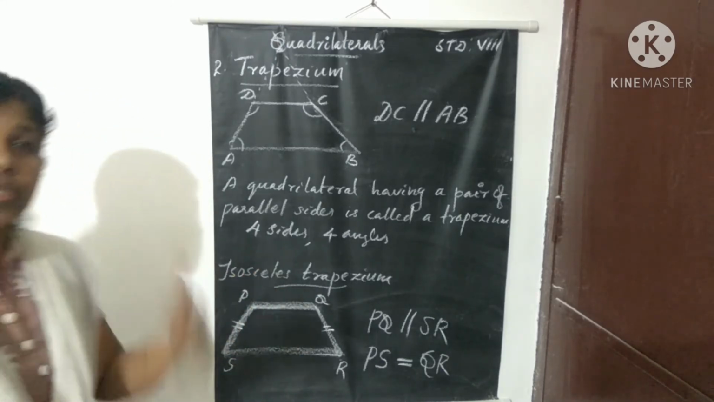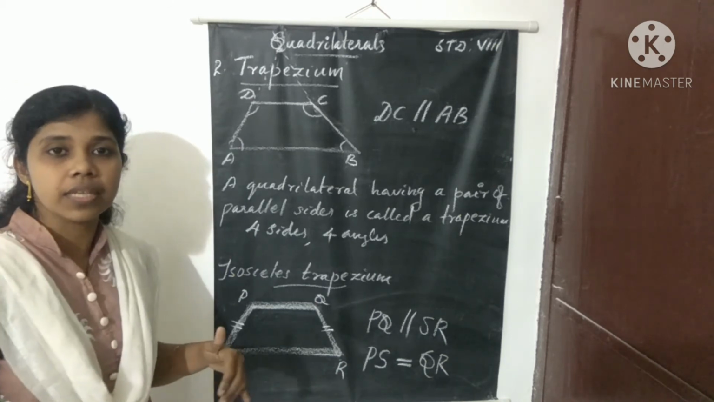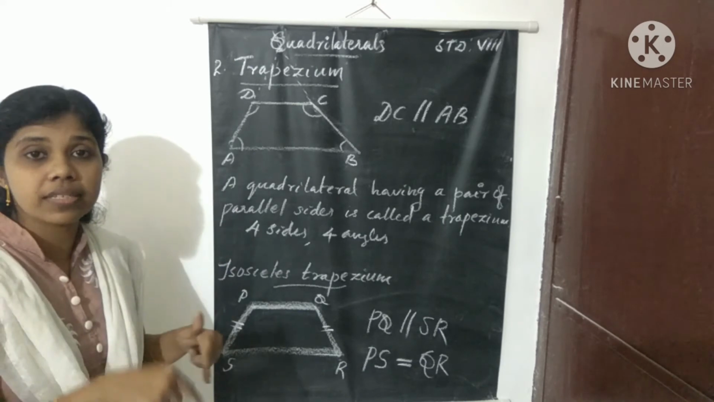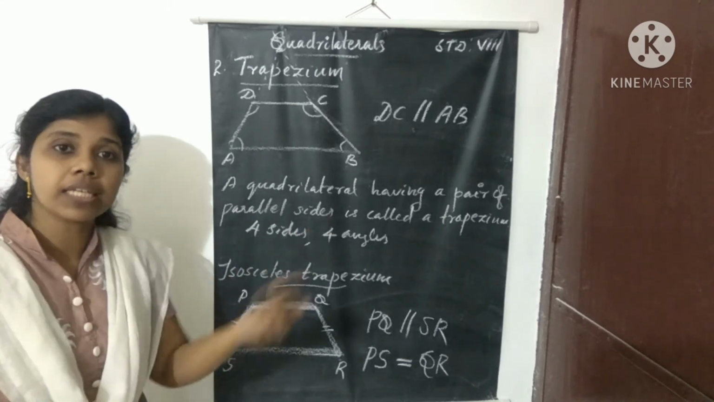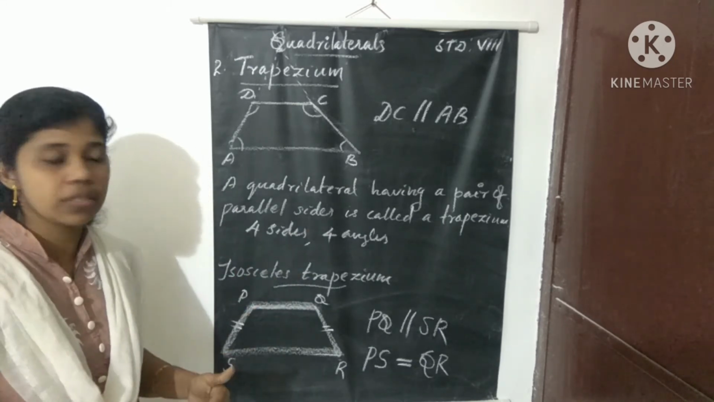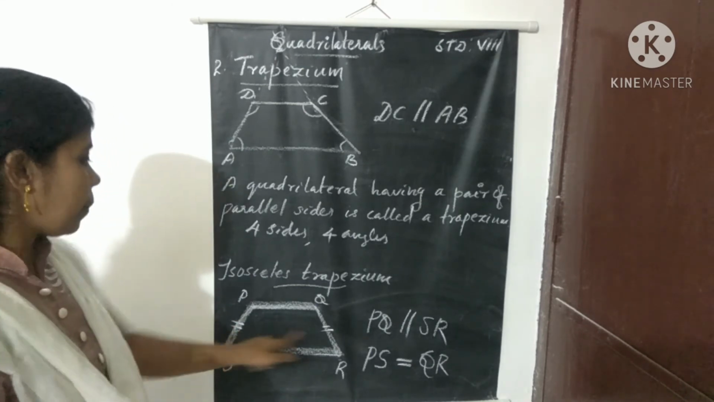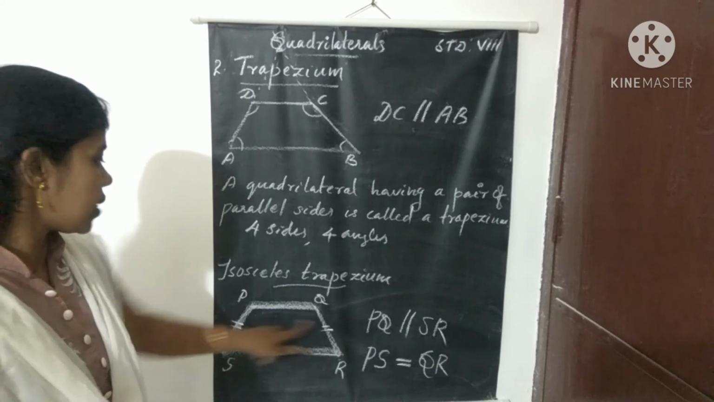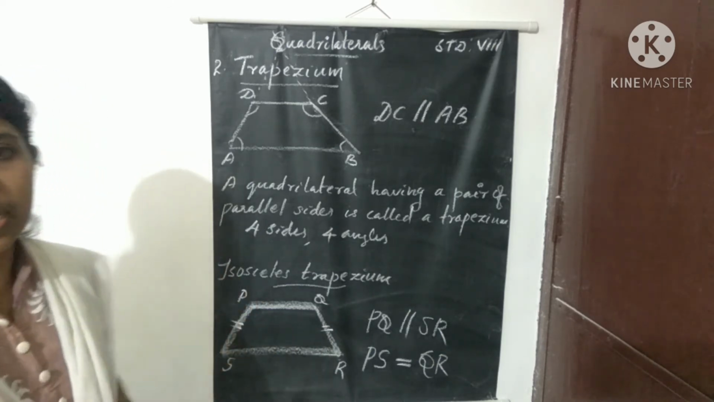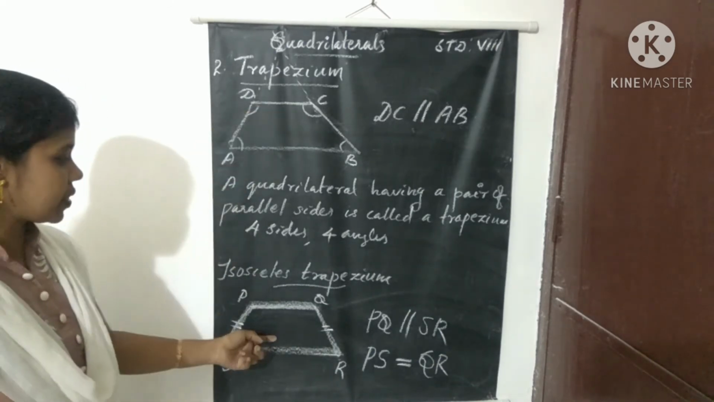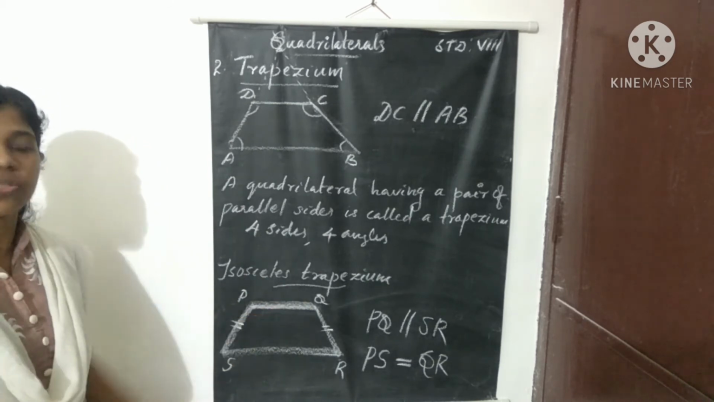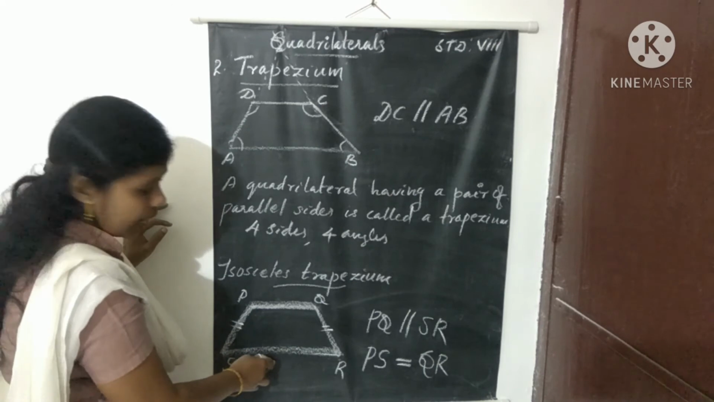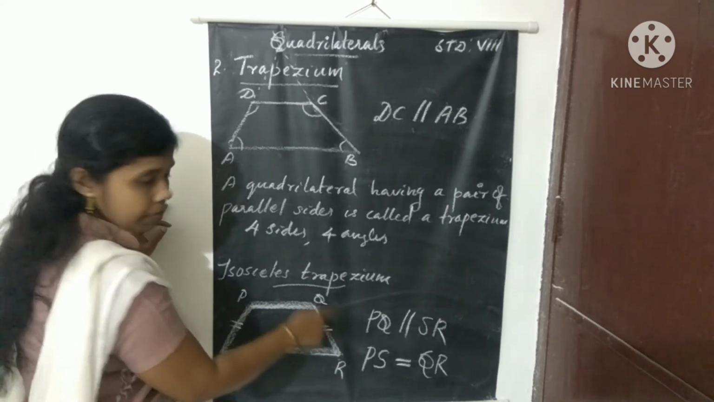Then another type of trapezium, the isosceles trapezium. What is meant by an isosceles triangle? In a triangle, if the lengths of any two sides are equal, then that type of triangle is called isosceles. Here, one pair of sides are equal, then that type of trapezium is called an isosceles trapezium. Here these two sides are parallel, making it a trapezium.